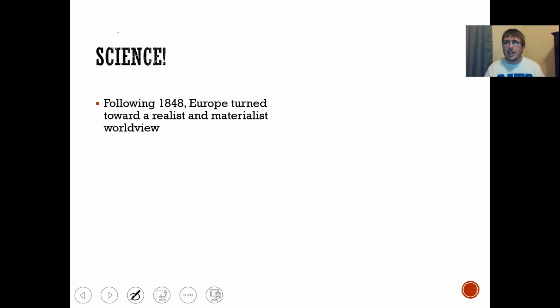Okay, so like I said earlier, realist and materialist worldview. Focus on what's in front of you. And with that comes a renewed interest in science, because if you remember, the Romantics, not much on science, not much on logic. They wanted to take things back to the way it was before all that science stuff started to ruin the environment and the atmosphere with the Industrial Revolution.